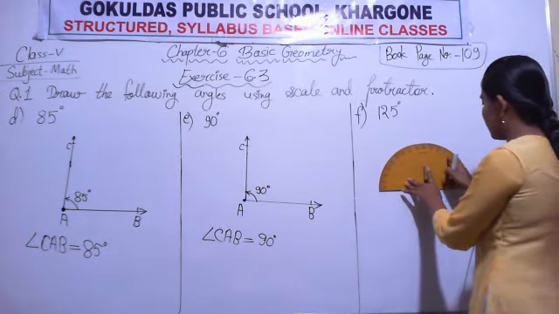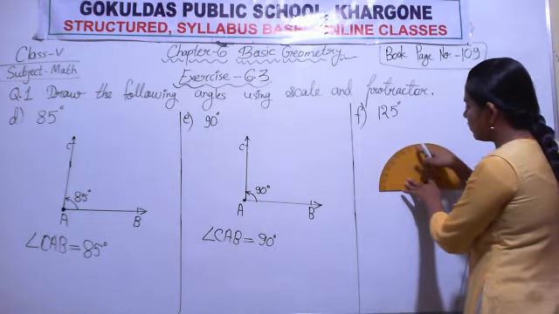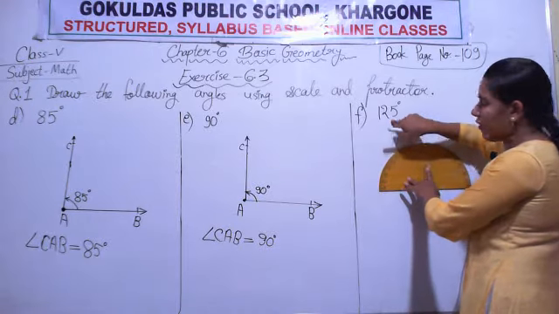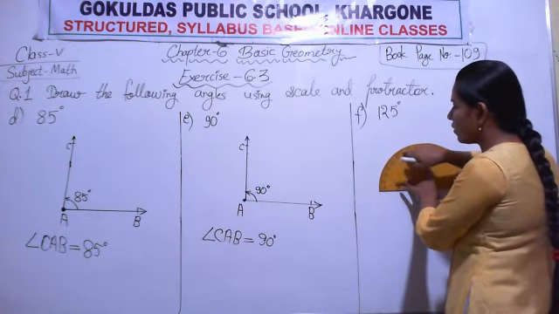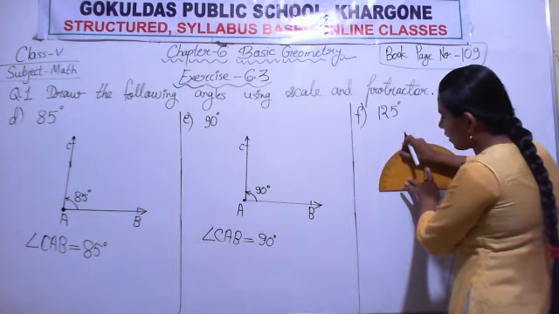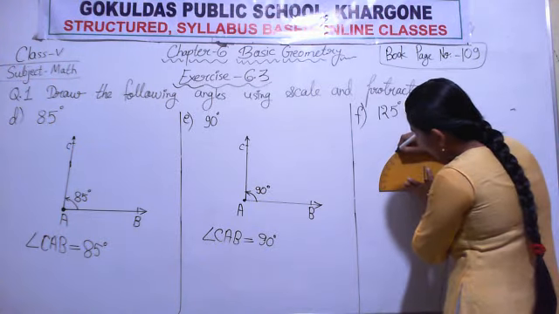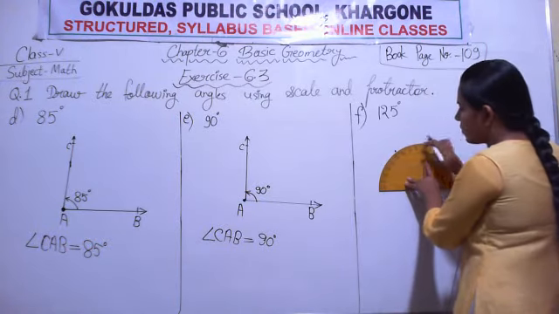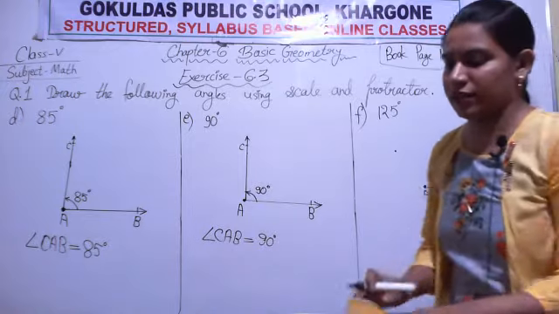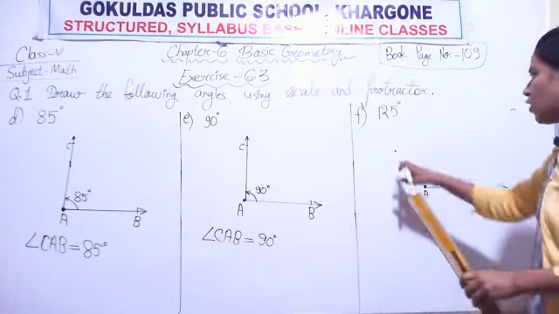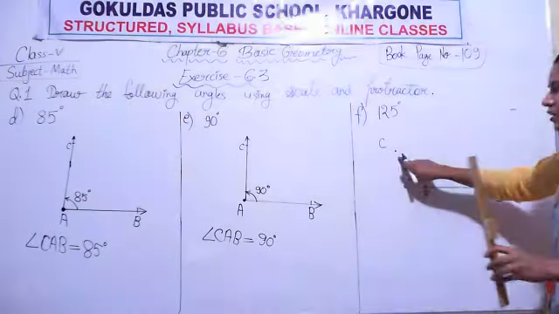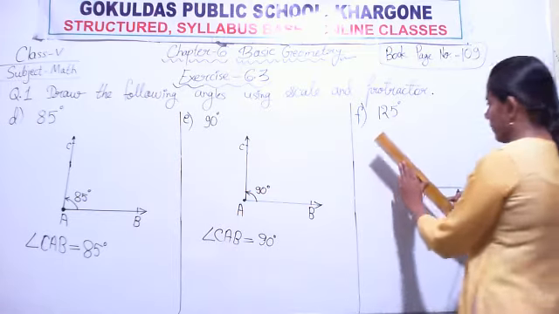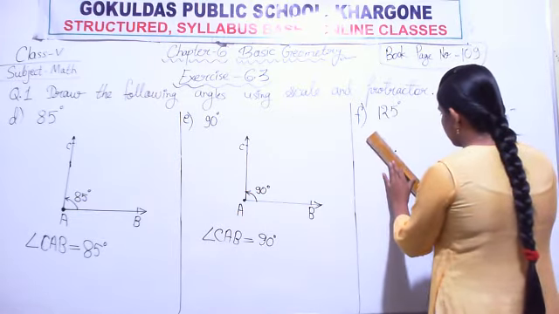0, 10, 20, 30, 40, 50, 60, 70 degree, 80, 90, 100, 110, 120. But we want 125. So after 120, count small 5 lines. 1, 2, 3, 4 and 5. It represents 125. So with the help of pencil, mark a dot here. After marking the dot, you can remove your protector. Now give name to this point as C. Now you can join point A and C. Join both the points.